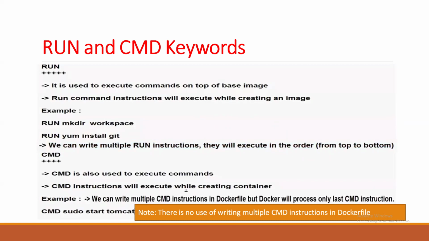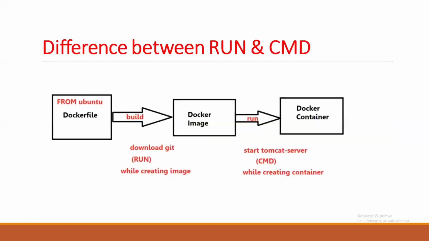It will execute the tomcat start. So the difference between run and CMD. From Ubuntu Dockerfile, build the Docker image, run the Docker container. So download git with run while creating the image. Run will execute while building the image, but CMD will execute the start tomcat command while creating the container.